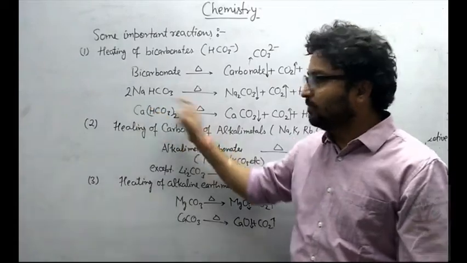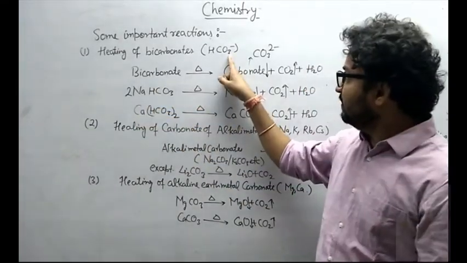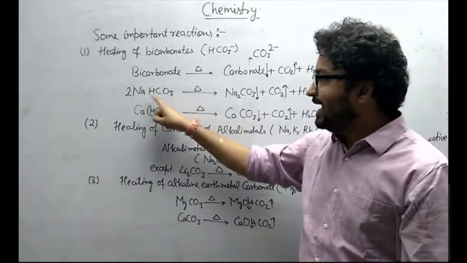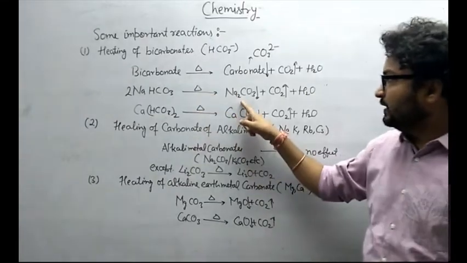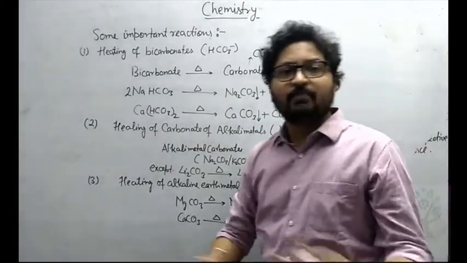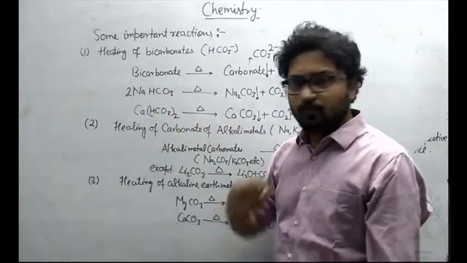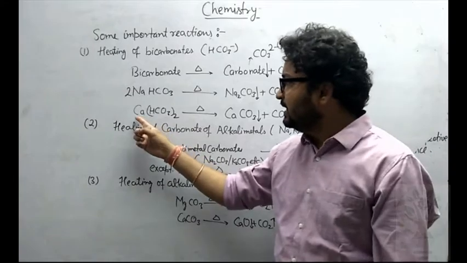For example, if you heat sodium bicarbonate, formula means sodium valency is 1, bicarbonate valency is 1, so formula will be NaHCO3. So if you heat NaHCO3, it will give you Na2CO3 plus CO2 plus H2O. For balancing purpose, by hit and trial method, I wrote here 2. If I put 2 here, this will be a balanced reaction. Okay, let's take another example.